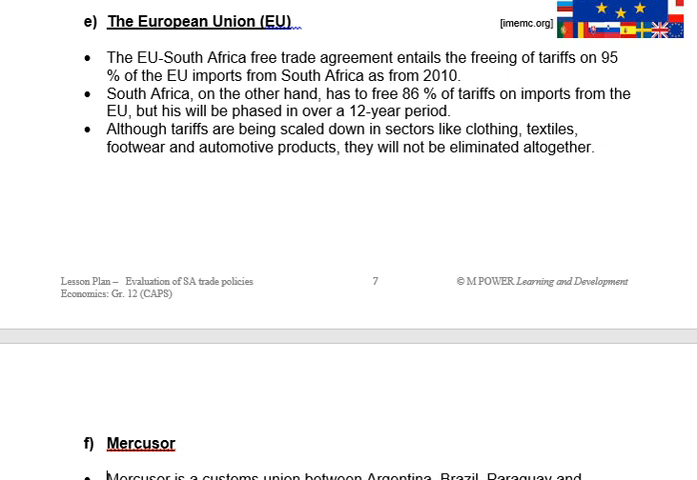On the other hand, obviously they give us something, we have to give them something. So we have offered them 86% free tariffs on imports from them. All right, so 86% of the stuff that we import from the European Union comes into South Africa without restriction, but it is phased in over a 12-year period. Starting in 2010, so only in 2022, basically, will all of those 86% of goods and services be free of tariffs. Okay, so tariffs are being scaled down in sectors like clothing and textiles, footwear, automotive products. They will not be eliminated altogether. There are certain of our industries in our country that still has protection. All right, because obviously it's going to cause huge job losses if we don't protect them.